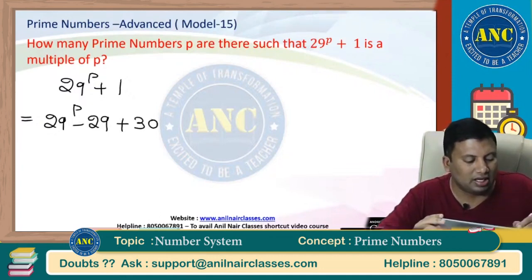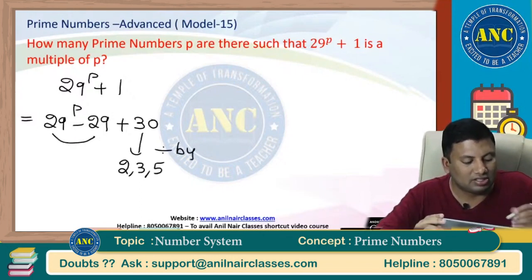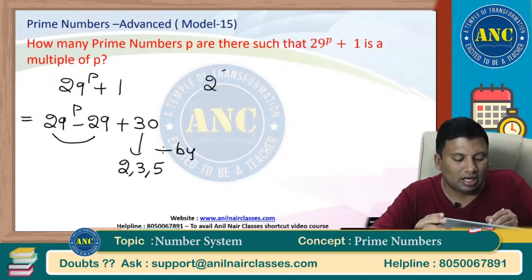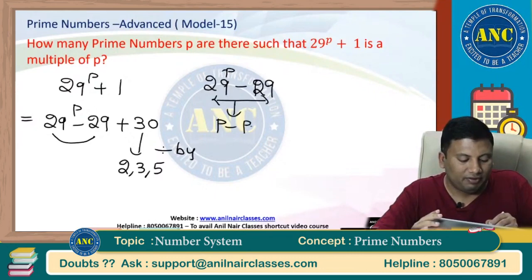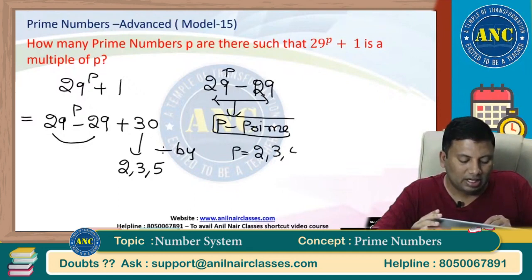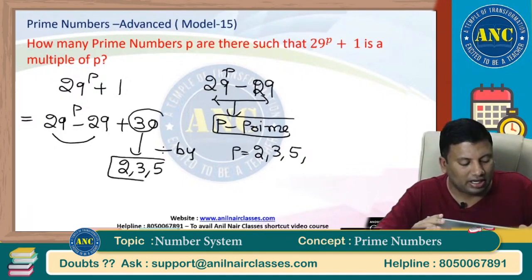I hope it is clear. 30 is divisible by 2, 3 and 5. These are the prime factors. Now 29^p minus 29 is perfectly divisible by p if p is a prime number. So p can take 2, p can take 3, p can take 5. So these prime factors are 2, 3 and 5.